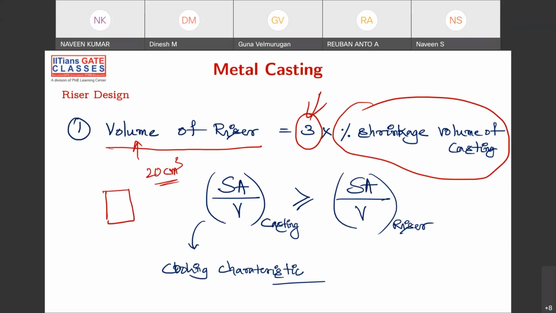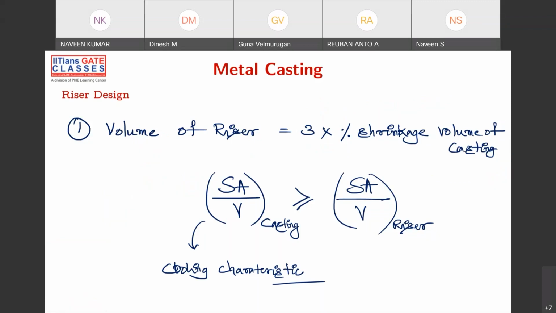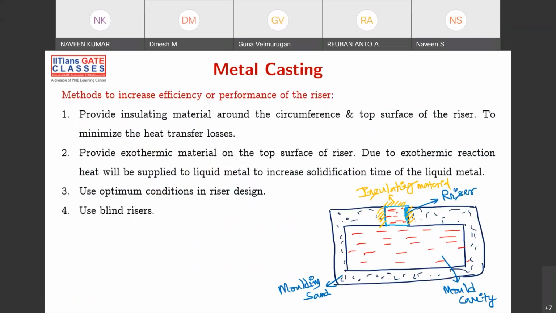3 times the shrinkage volume of the casting. Let's say 60 cubic centimeters of shrinkage is happening with the casting. Then you put the volume of the riser as 3 times that, so that any extra need will be taken care of. Okay, so that is one simple way: 3 times the shrinkage volume of the casting can be the volume of the riser.